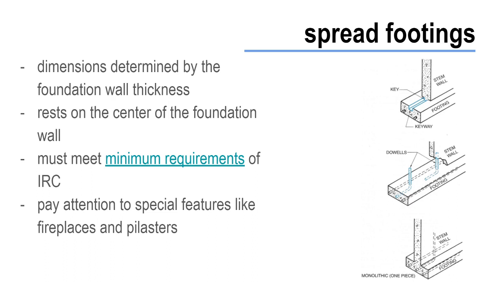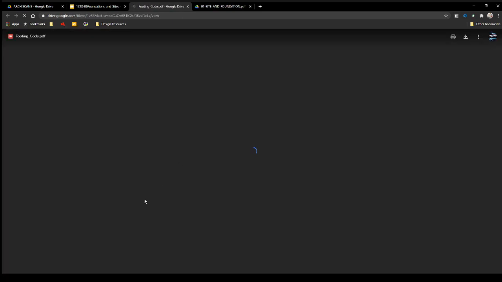The dimensions of your footing are going to be determined by the foundation wall thickness. A good rule of thumb is that your footing should be twice as wide and at least as deep as your foundation wall. So if the wall thickness is X, the footing width should be 2X, and how deep it goes down, or its height, should be X as well. That's just a general rule, not an absolute requirement. You may necessarily have to go a little bit wider or a little bit deeper.